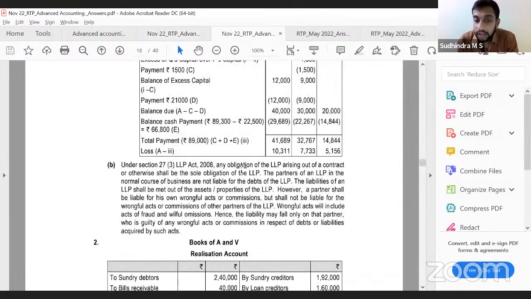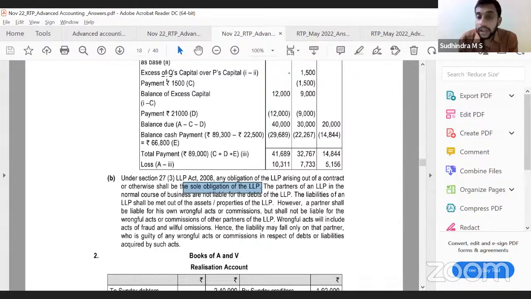Under section 27(3), any obligation of LLP arising out of a contract or otherwise shall be the sole obligation of the LLP. Partners of an LLP in the normal course of business are not liable for the debts of the LLP. Liabilities of the LLP shall be met out of the assets or properties of the LLP. However, a partner shall be liable for his own wrongful act or commission, but shall not be liable for the wrongful acts or commissions of other partners of the LLP. Wrongful acts will include act of fraud, willful omission, etc. Hence, liability may fall only on that partner who is guilty of any wrongful act or commission in respect of debts or liabilities.